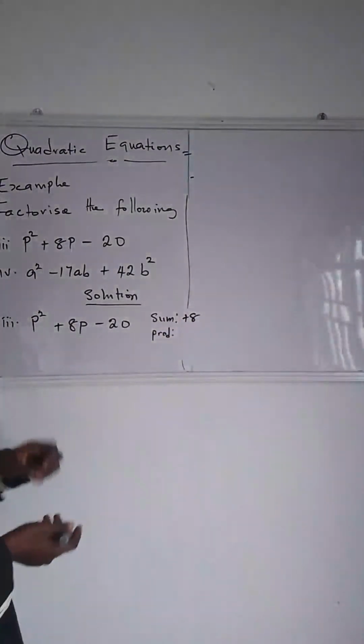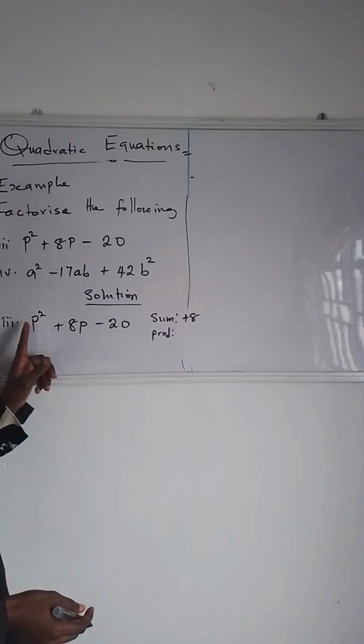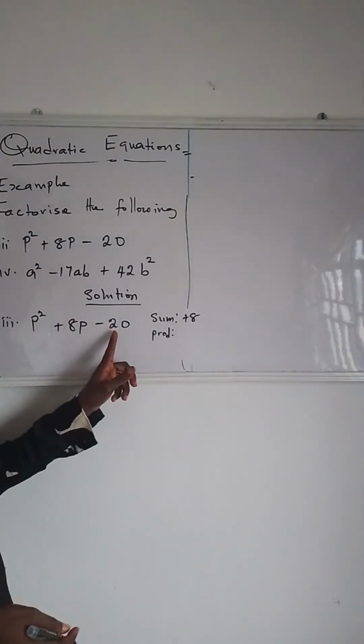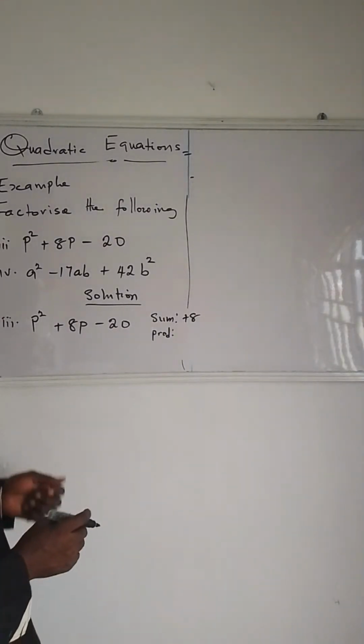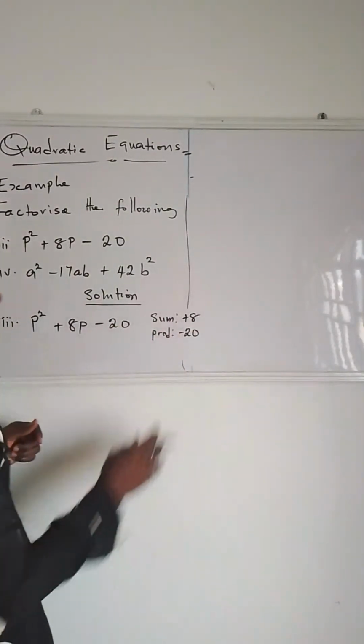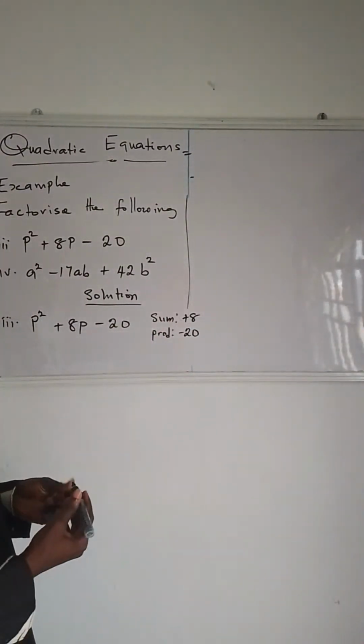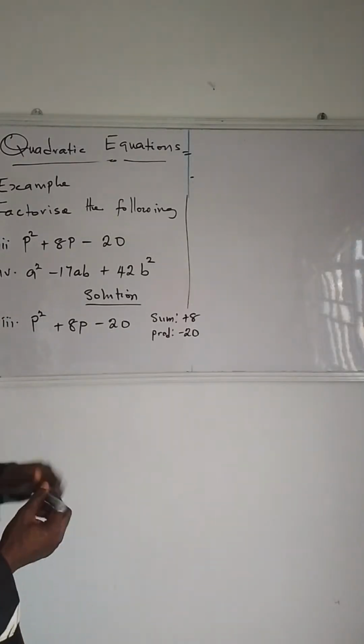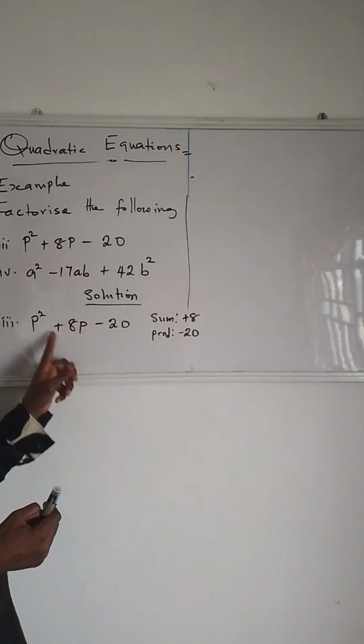Now, what is going to be the product? You come here, the coefficient of p squared here is 1. You use it to multiply what we have here, that is minus 20. So that's going to give you minus 20. All right. So now the next thing is we want to divide this into two parts.